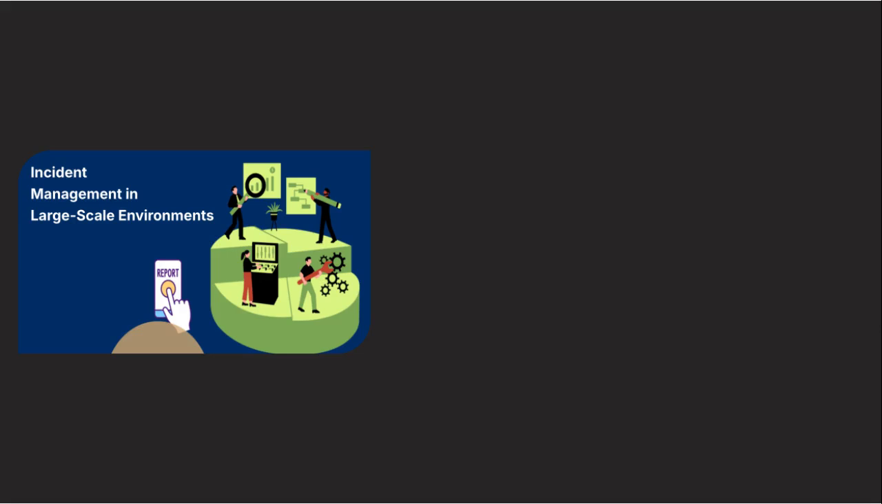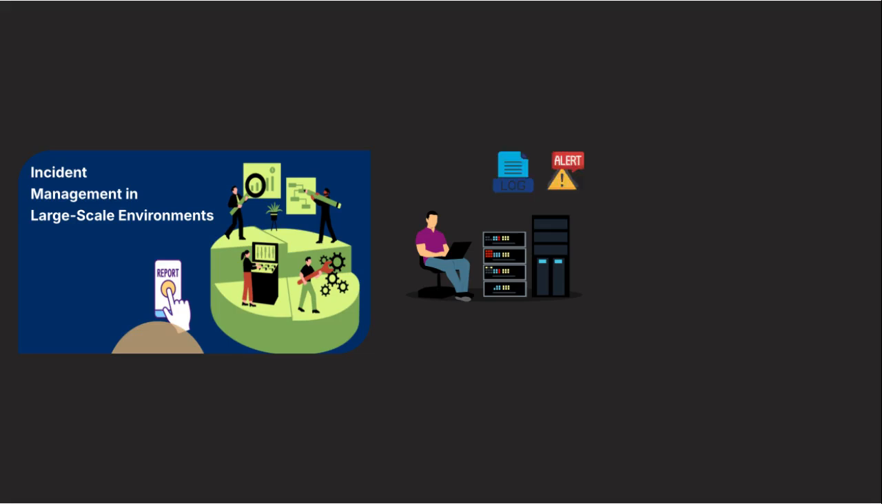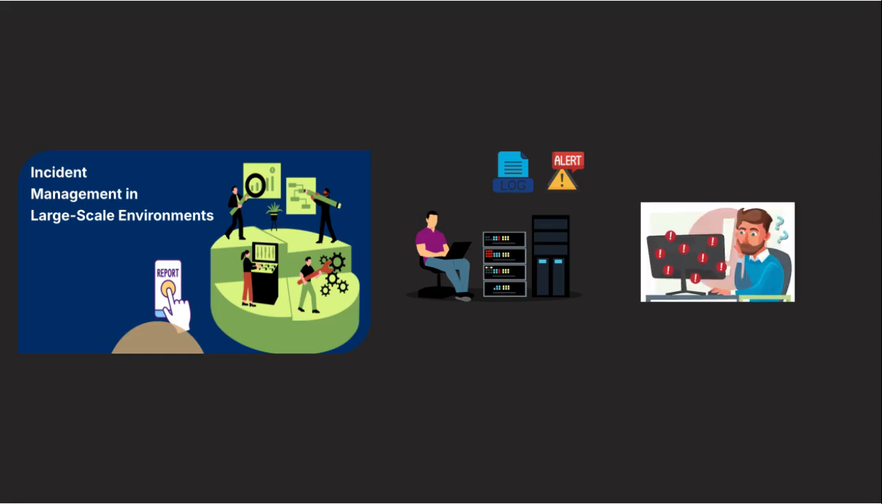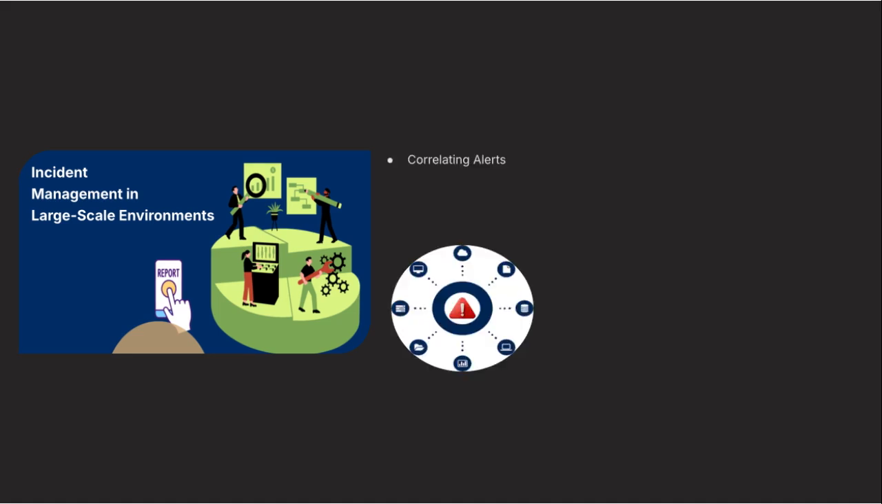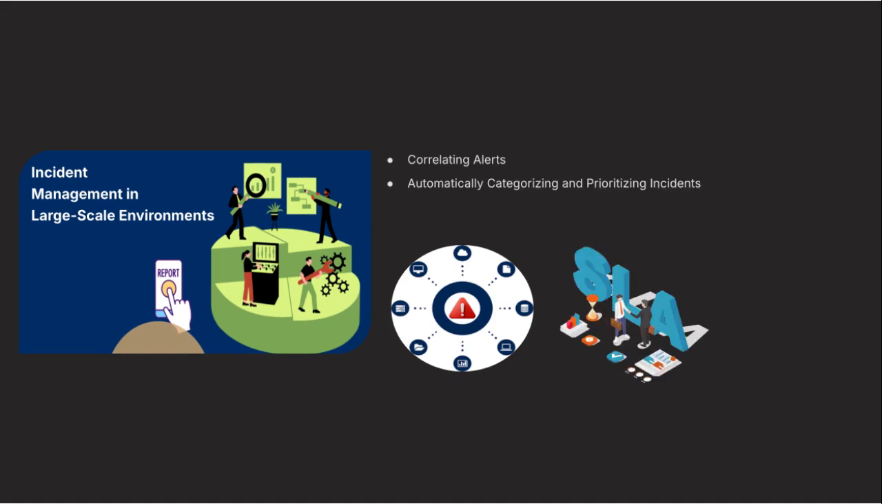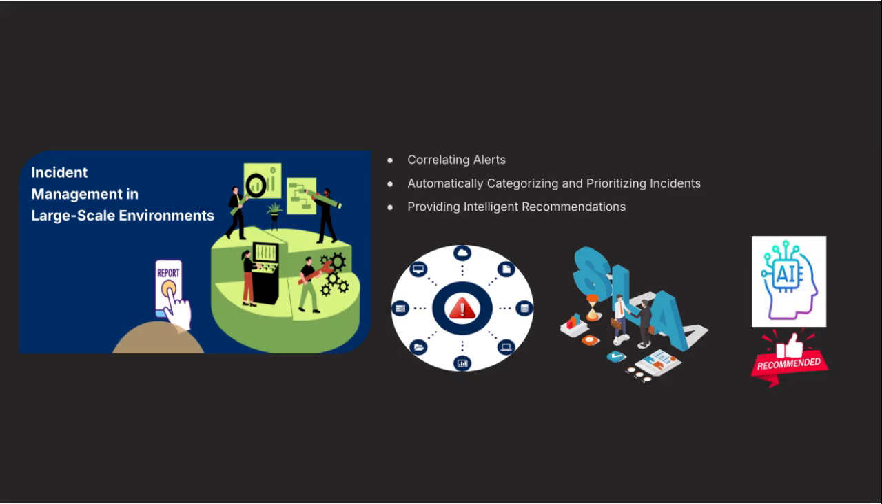One of the primary applications of AIOps is incident management. Large IT infrastructures generate vast amounts of logs and alerts, often leading to alert fatigue for operations teams. AIOps helps by correlating alerts to identify the root cause of an issue rather than treating each alert separately, automatically categorizing and prioritizing incidents, ensuring critical problems are addressed first, providing intelligent recommendations to resolve incidents faster. This results in quicker problem resolution and less disruption to business operations.